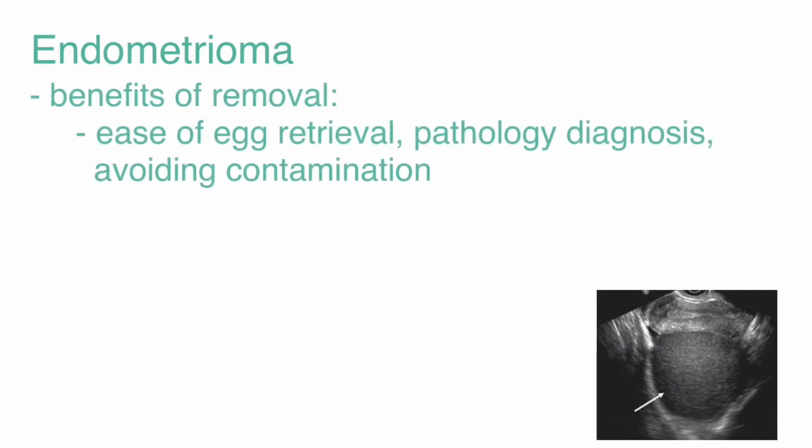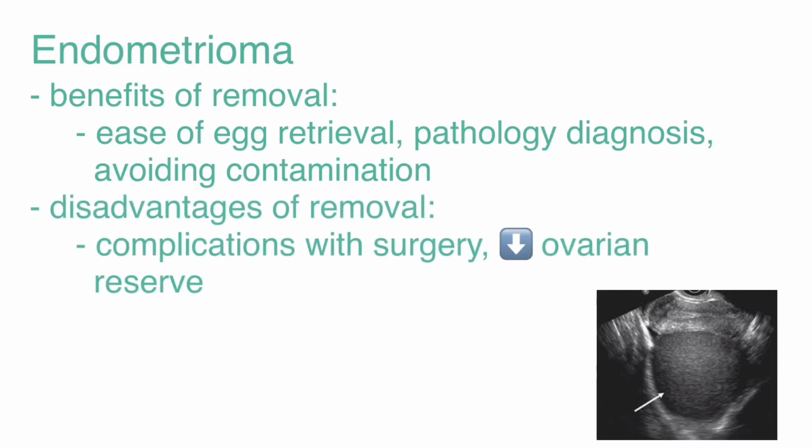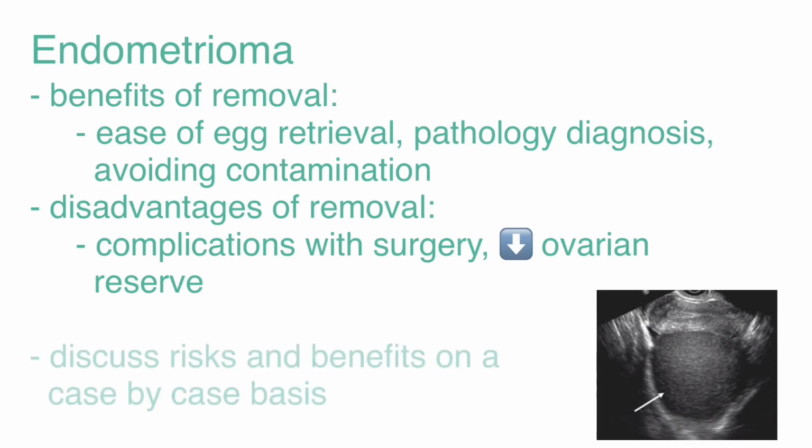The impact of endometriomas, which are cysts on the ovaries due to endometriosis, on IVF outcomes has been controversial. Benefits of removing them are ease of retrieving eggs at egg retrieval, obtaining pathologic diagnosis of the cyst, and avoiding contamination of follicular fluid with endometrial content. Disadvantages of removing them are complications with surgery and potentially decreasing ovarian reserve. Currently, surgery does not improve the benefits in asymptomatic women with endometriomas prior to IVF. However, there are no studies that have looked at the size of the endometrioma on outcomes. Therefore, the benefits and risks should be balanced by the physician on a case-by-case basis.